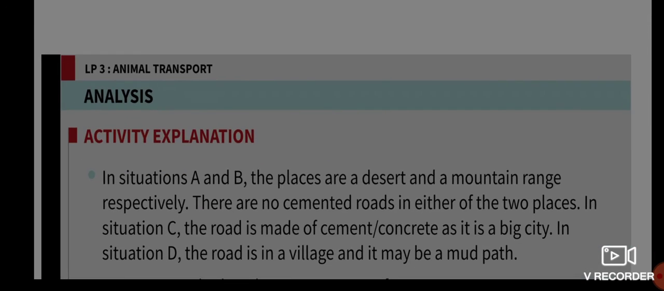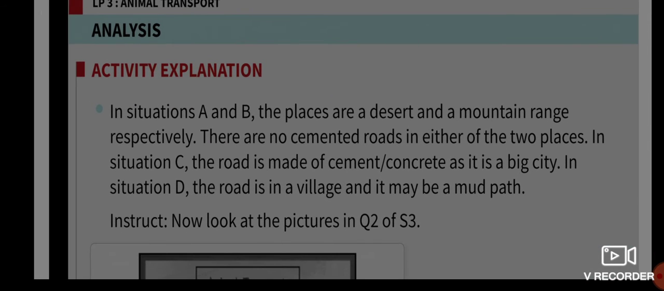Okay, so see in situation A and B. In situation A and B, the places are a desert and a mountain range respectively, right? Situation A is a desert, situation B is a mountain range, the Himalayan mountain range. So there are no cemented roads in either of these two places. There is no plaster road or blacktop.